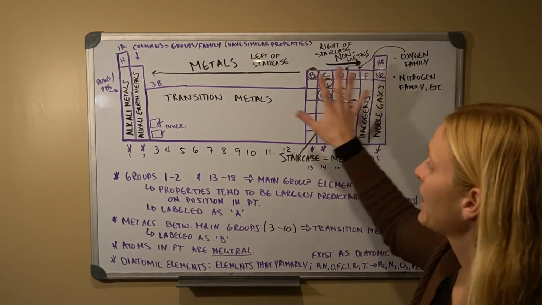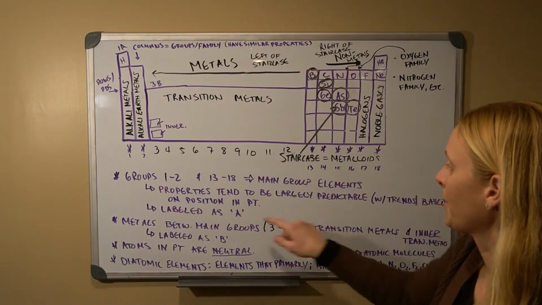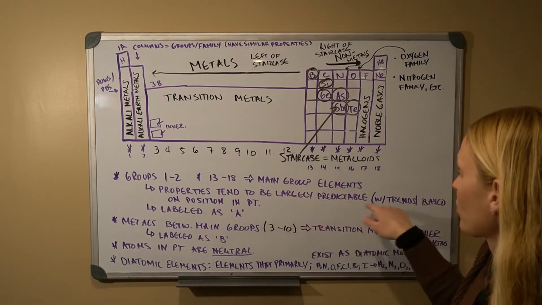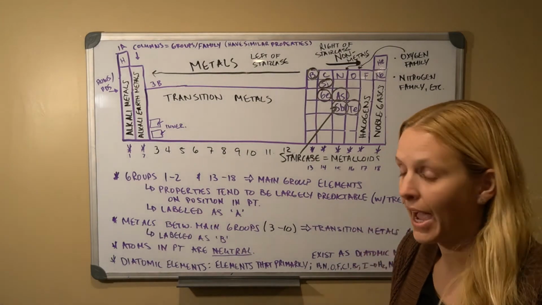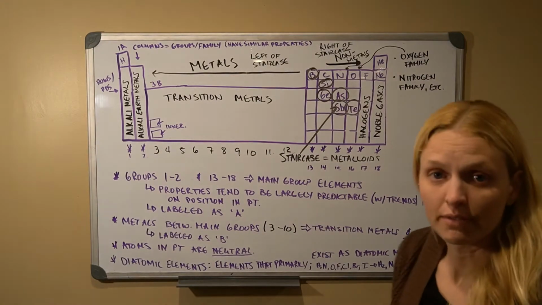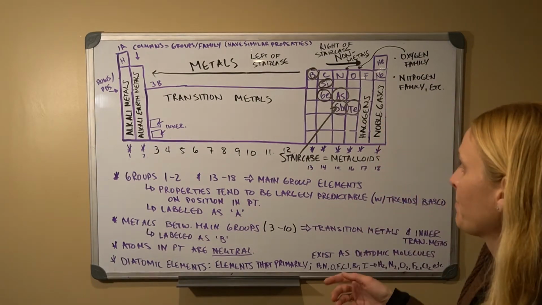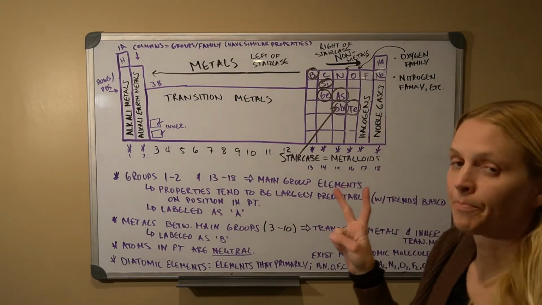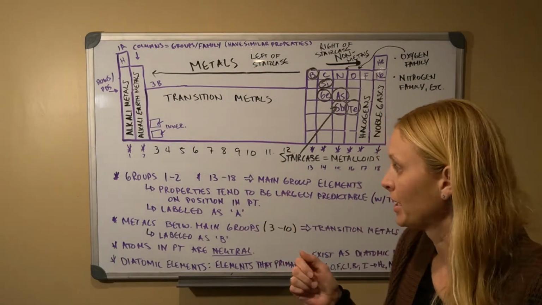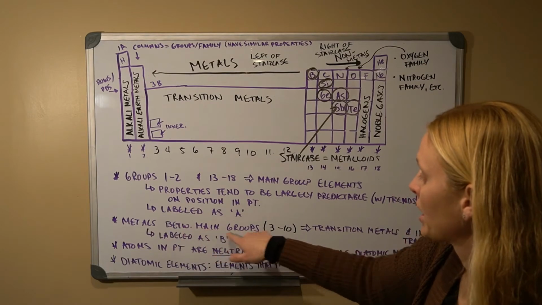Okay, these main group elements tend to be largely predictable with the trends that we're going to talk about, like size of atoms, electronegativity, things like that. Okay, and so they kind of follow the trends. Okay, the second class of grouping of elements are the metals that are between the main groups.